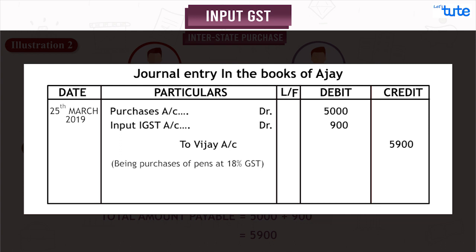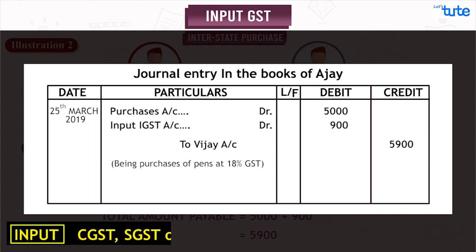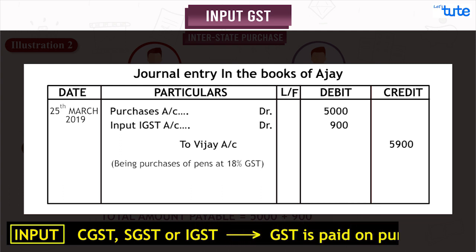After looking at the example, it is clear that the term input is mentioned along with CGST, SGST or IGST to indicate that the GST is paid on purchases.